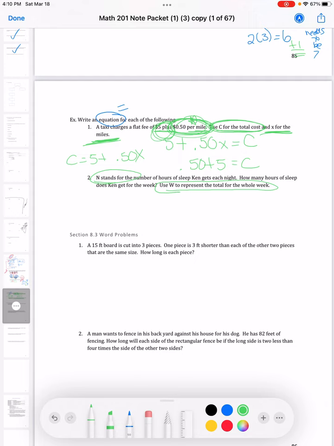A night is smaller than 1 week. There are lots of nights that make it up. And I kind of gave the key away. There are 7 nights in a week. So for each night, we've got to do that 7 times. Is equal to my total for the week.